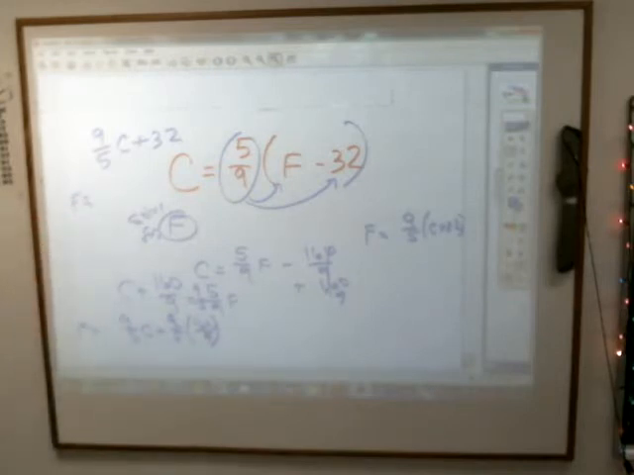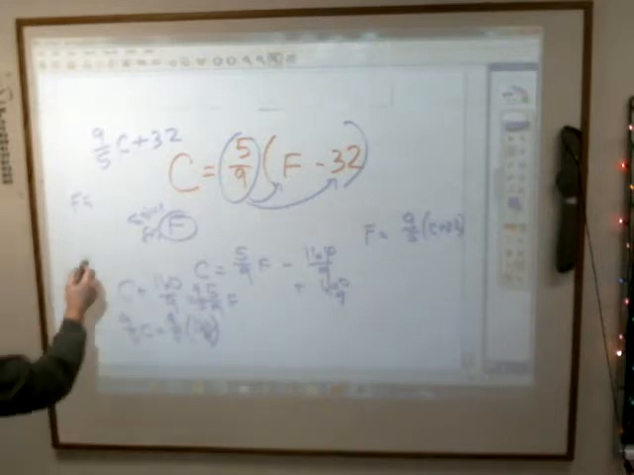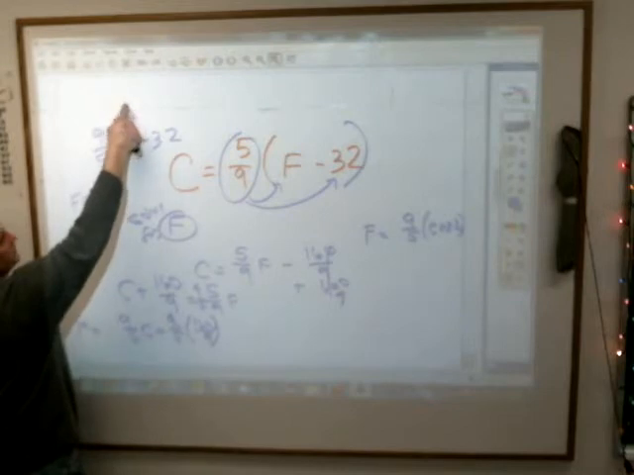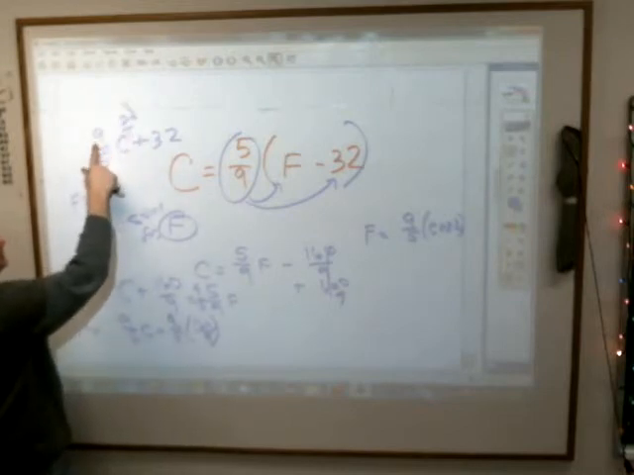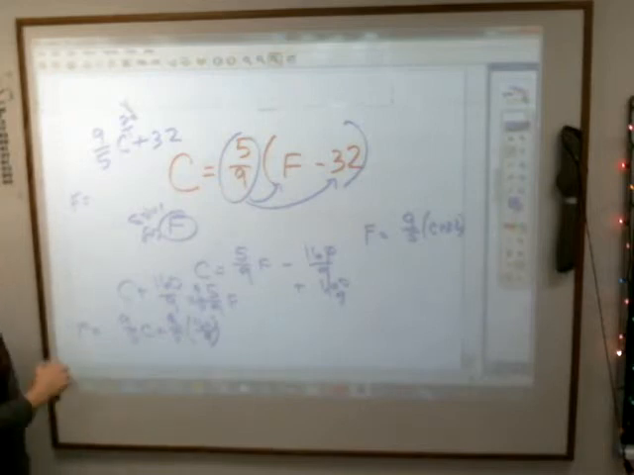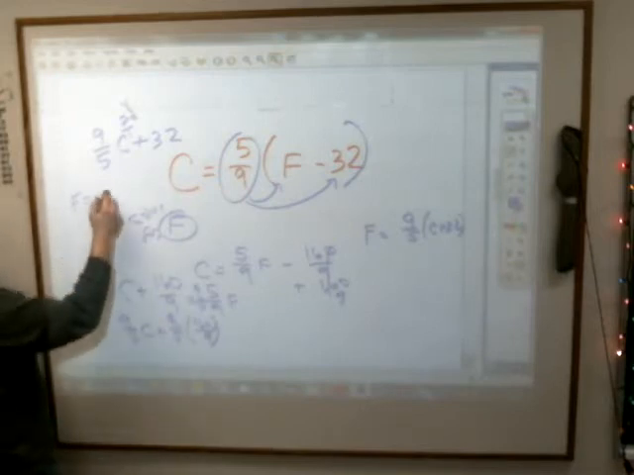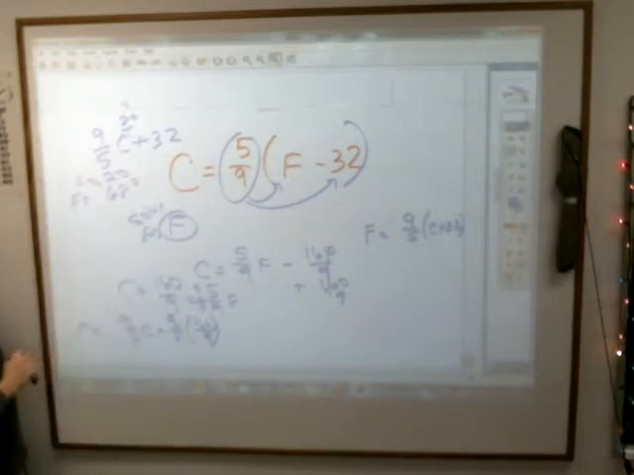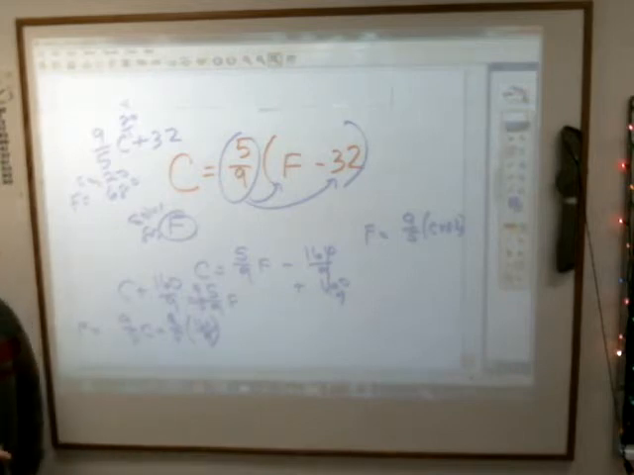Which, if your Celsius temperature is a multiple of 5, makes it really easy. For example, if it's 20 degrees Celsius, 5 goes into 20 four times. 4 times 9 is 36. 36 plus 32 is 68. Is 20 degrees Celsius equal to 68 degrees Fahrenheit? Probably. If it was something else, it would be something else.